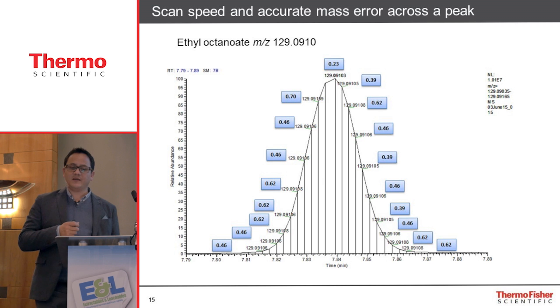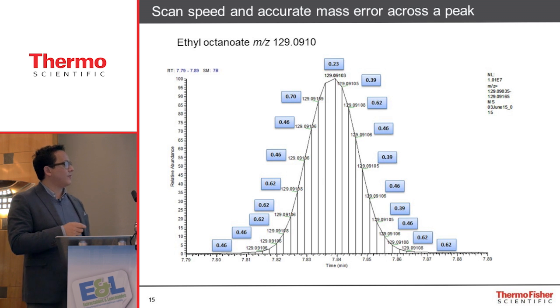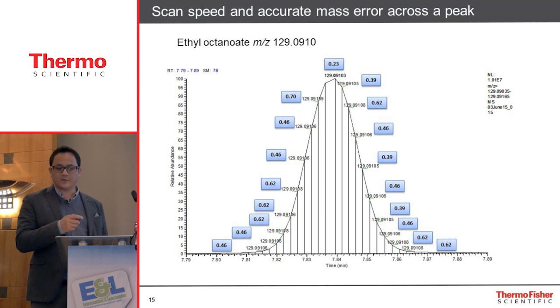So this is a GC peak of an extractable from one of our O-rings. And what we've done is we've shown every single spectrum across that GC peak. So this is acquired at 60,000 resolution. And we can see we have plenty of scans across the peak. And every single scan is less than 1 ppm mass accuracy. So other high-resolution technologies, they would need to take an average across the peak to come up with a mass accuracy result. And that in itself introduces errors, whereas we can take any peak and have confidence in that mass accuracy result.